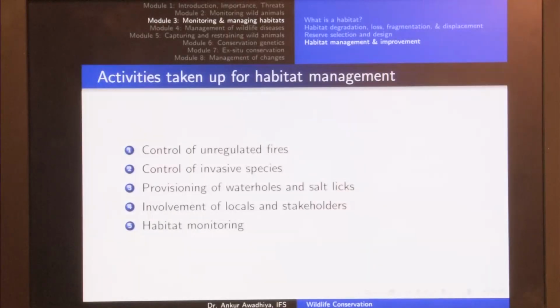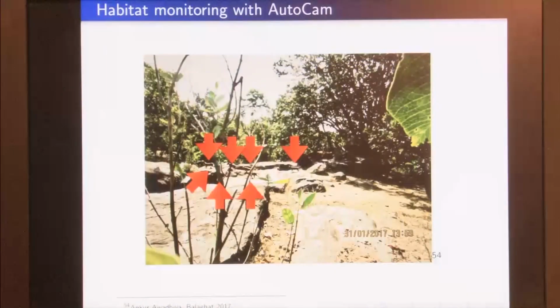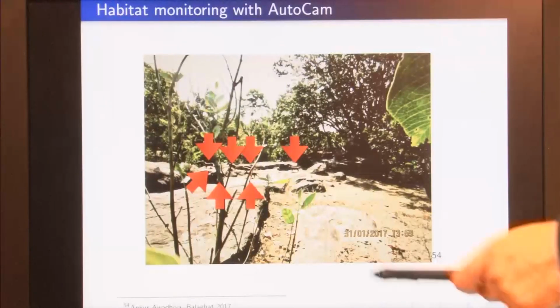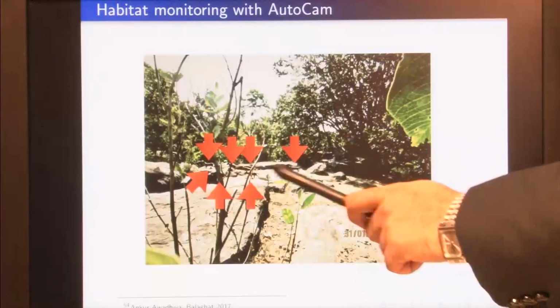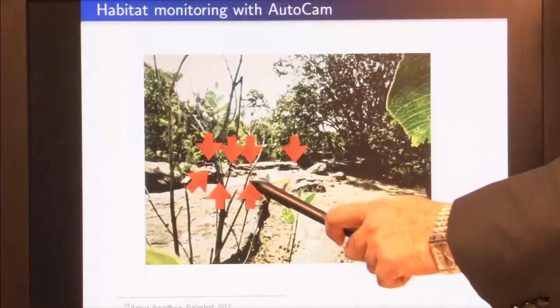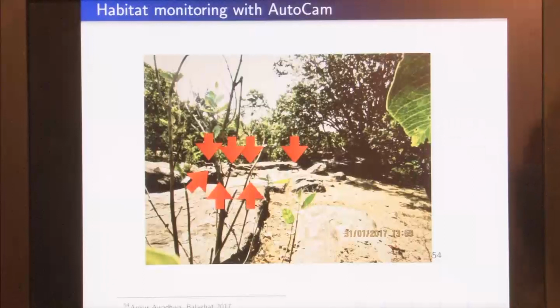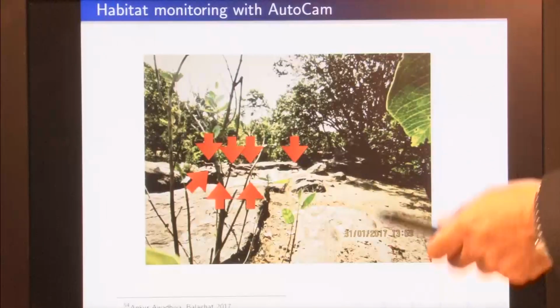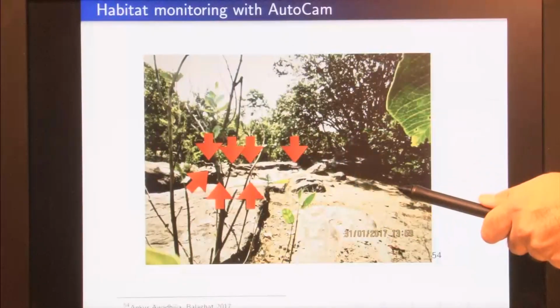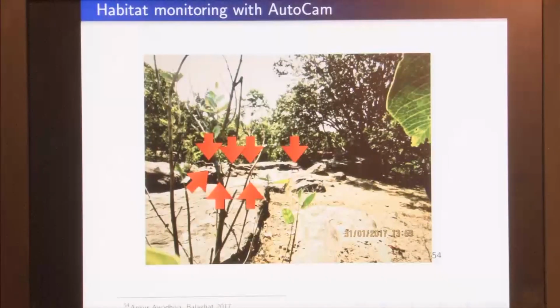Next is habitat monitoring. In the case of any habitat you need to have continuous monitoring, and these days we are also using devices such as AutoCams. This picture shows us an image in the forest area and all these little animals are wild dogs. In this case we can deploy these camera devices into the forest and they would record the activities of the animals, and then we can have very good monitoring regarding, say, the birth rate in that area or the number of pups that are there in any cave and so on.